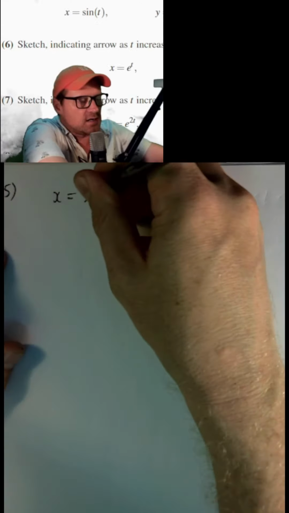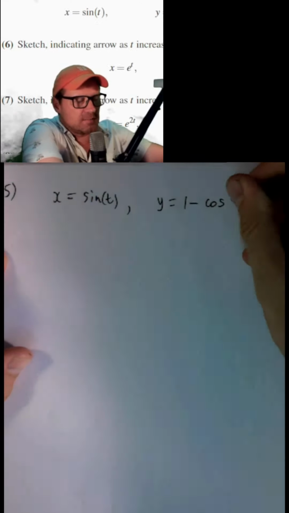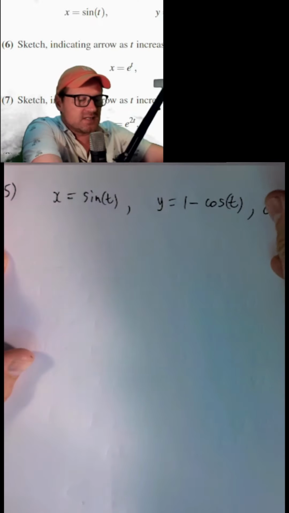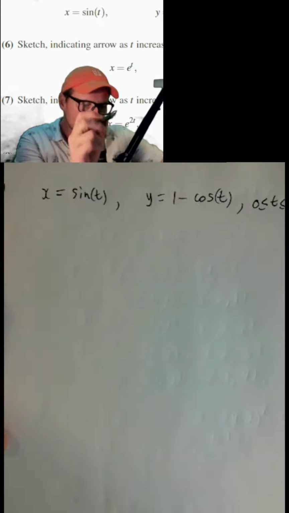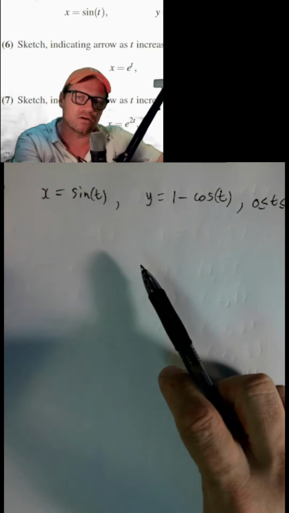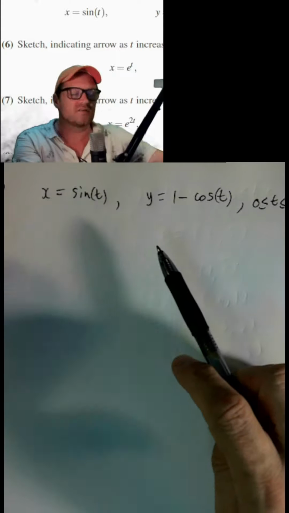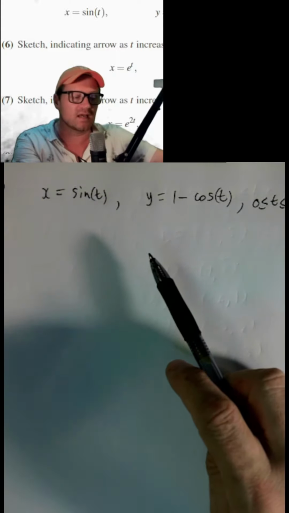x equals sine of t, y is 1 minus cos of t, and t is between 0 and 2 pi. Okay, so we want to exploit the relationship between sine and cos that says cos squared plus sine squared equals 1 to find the relationship between x and y.